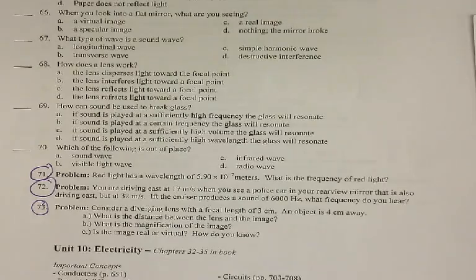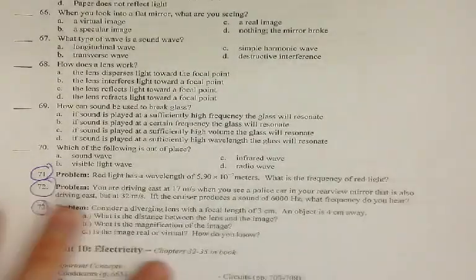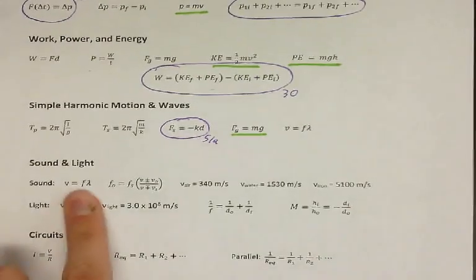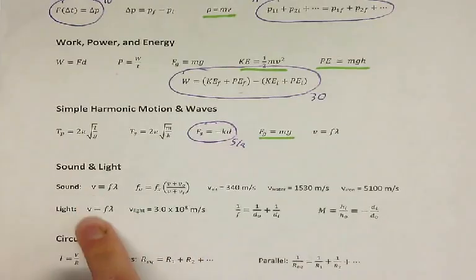Red light has a wavelength of 5.9 times 10 to the negative 7th meters. What is the frequency of red light? As soon as I see wavelength and frequency, there's only one equation it can be. It's this guy: v equals f lambda. Okay? So that's what I'm going to write down. I'm going to write v equals f lambda down.